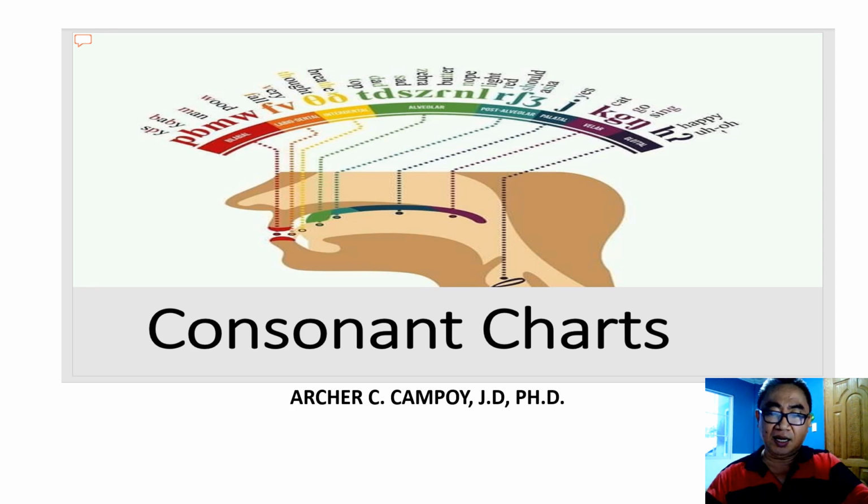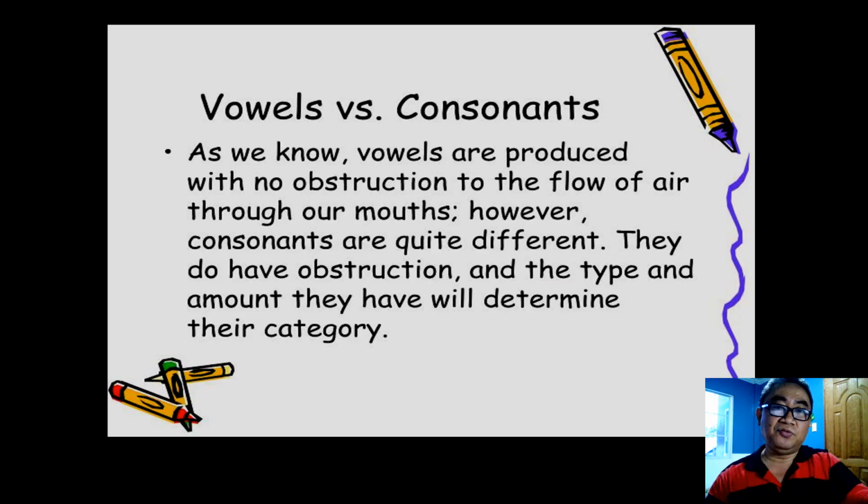What about the distinctions between vowels and consonant sounds? So as we know, vowels are produced with no obstruction to the flow of air through our mouths. However, consonants are quite different. They do have obstruction, and the type and amount they have will determine their category.